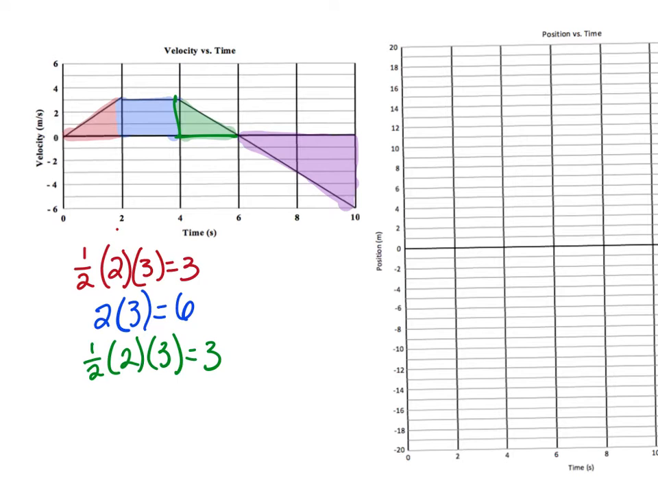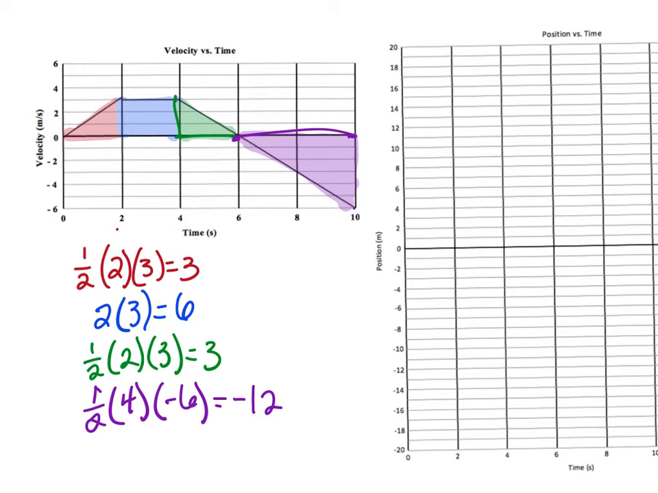And then lastly, the purple triangle, we have 1/2. Its width in this case is 4 because it goes from 6 all the way to 10. And then its height goes from 0 down to -6. So that is going to equal -12 when you work that out. All right, so that is step 1, is to find all of the areas. All right, now it's time to make your position graph.